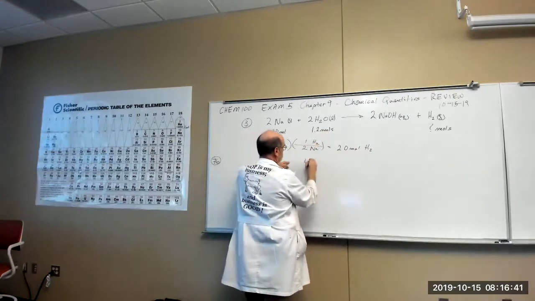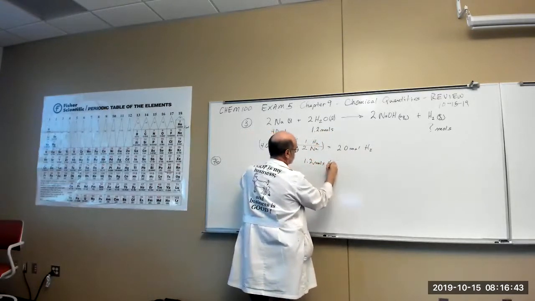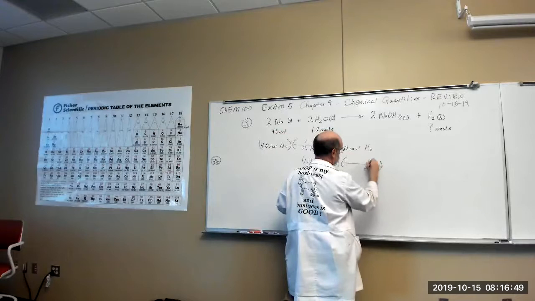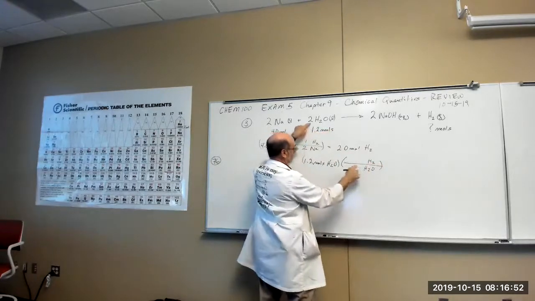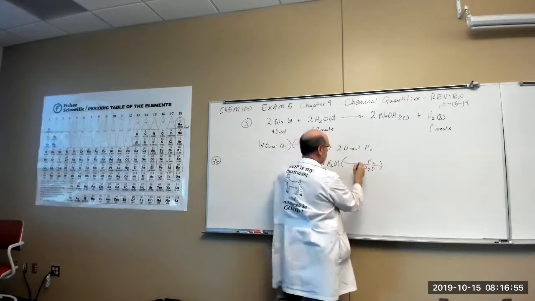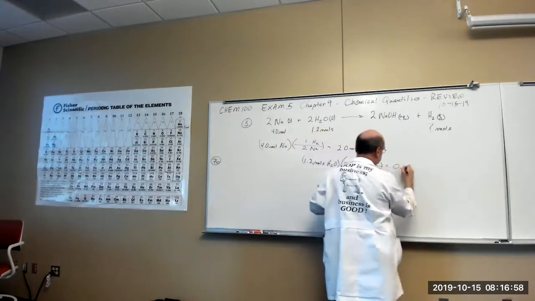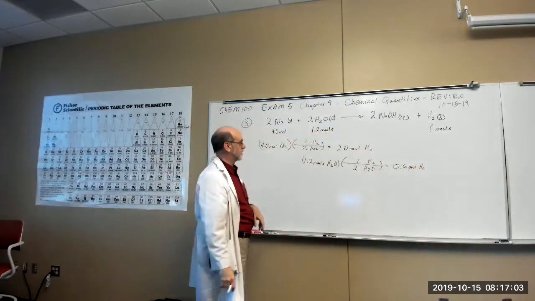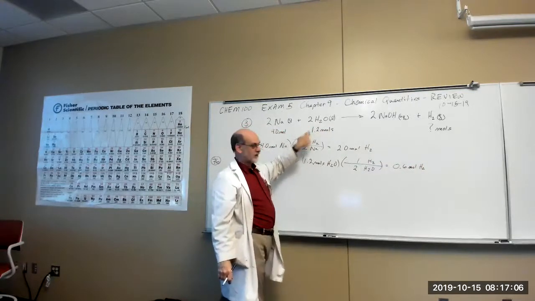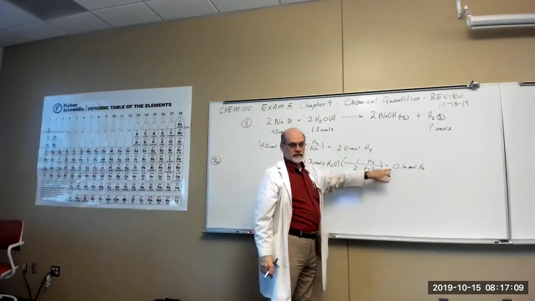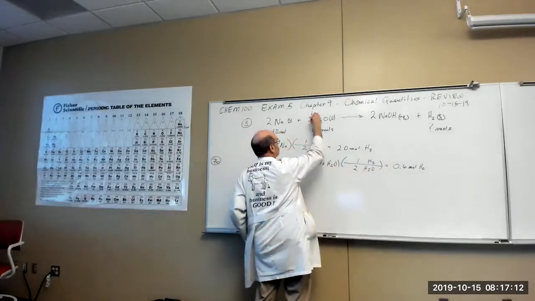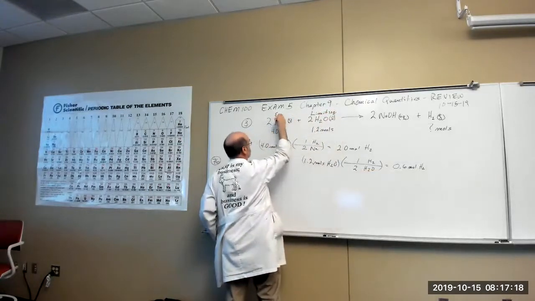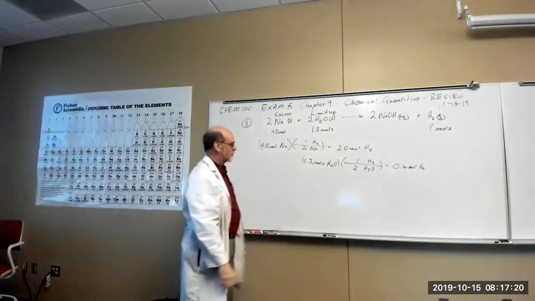The second one is converting water to hydrogen. So the coefficient of water is 2, coefficient of hydrogen is 1, and this makes 0.6 moles of hydrogen. Okay, so now we know which one's limiting. That one makes the least amount, it runs out first. This is limiting. This is excess. Okay?